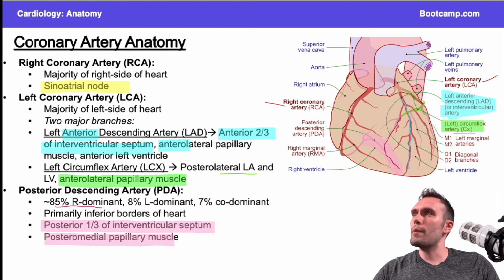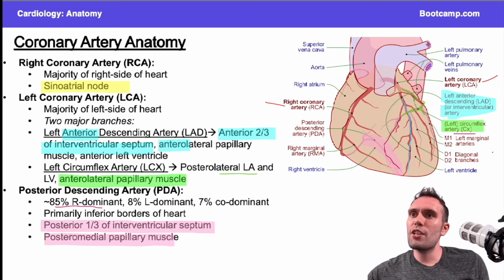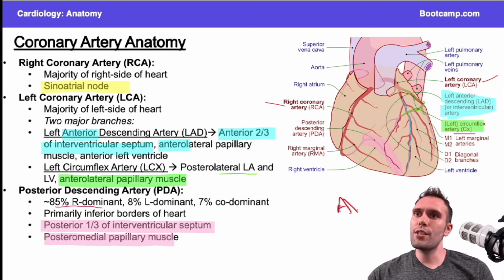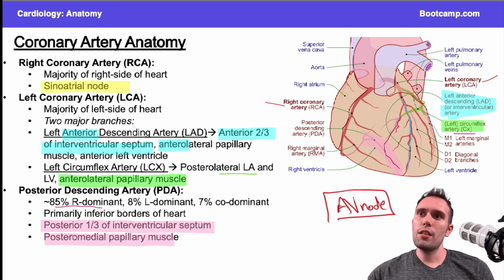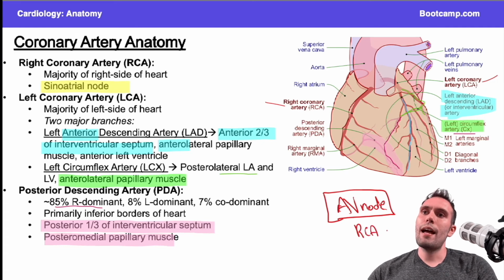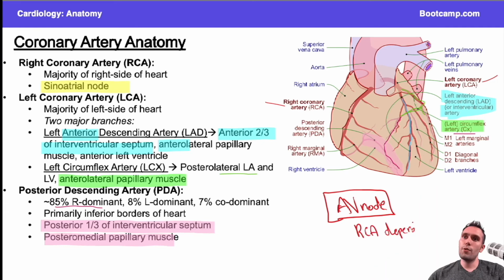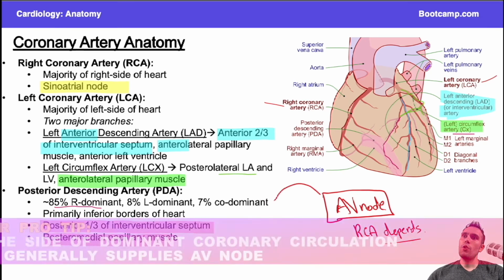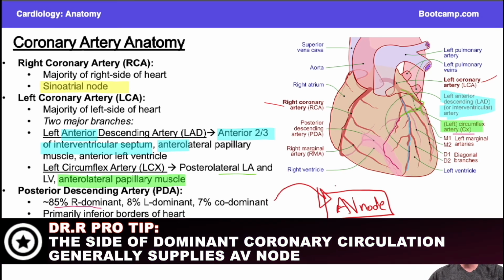The other thing that comes up here is people will say, well, Dr. R, you didn't talk about the AV node. You said the SA node, but what about the AV node? Now, this is in the right atrium, so it's probably supplied by the right coronary artery. And I'd say, yeah, you're probably right. In most cases, it is supplied by the right coronary artery, but it actually depends. This is a point that comes up in board questions. Whatever circulation dominance there is, that will dictate who supplies the AV node, at least classically in board questions.